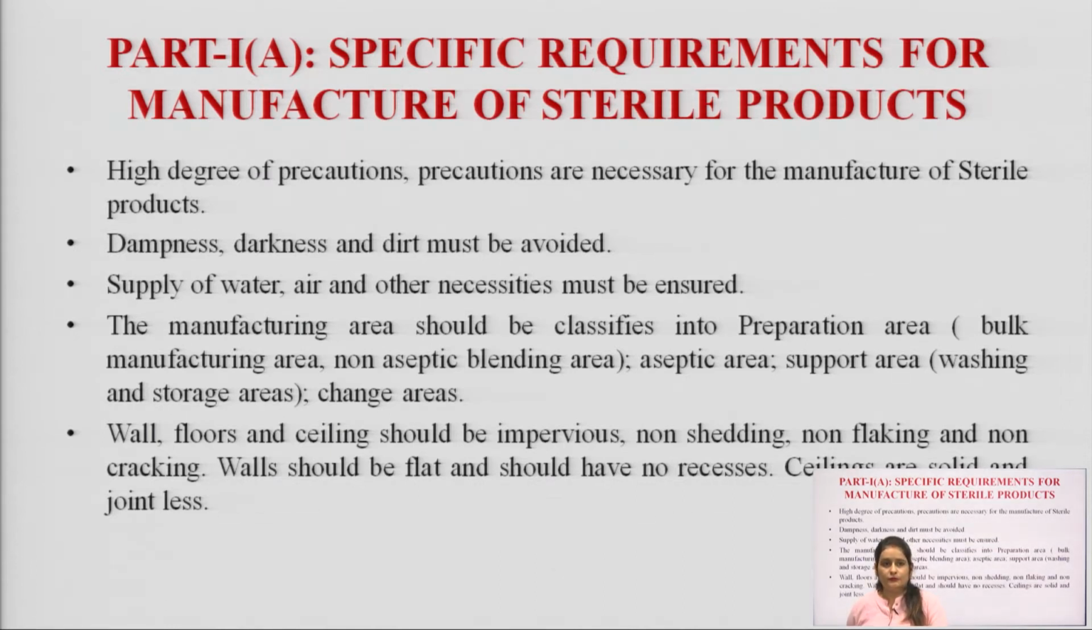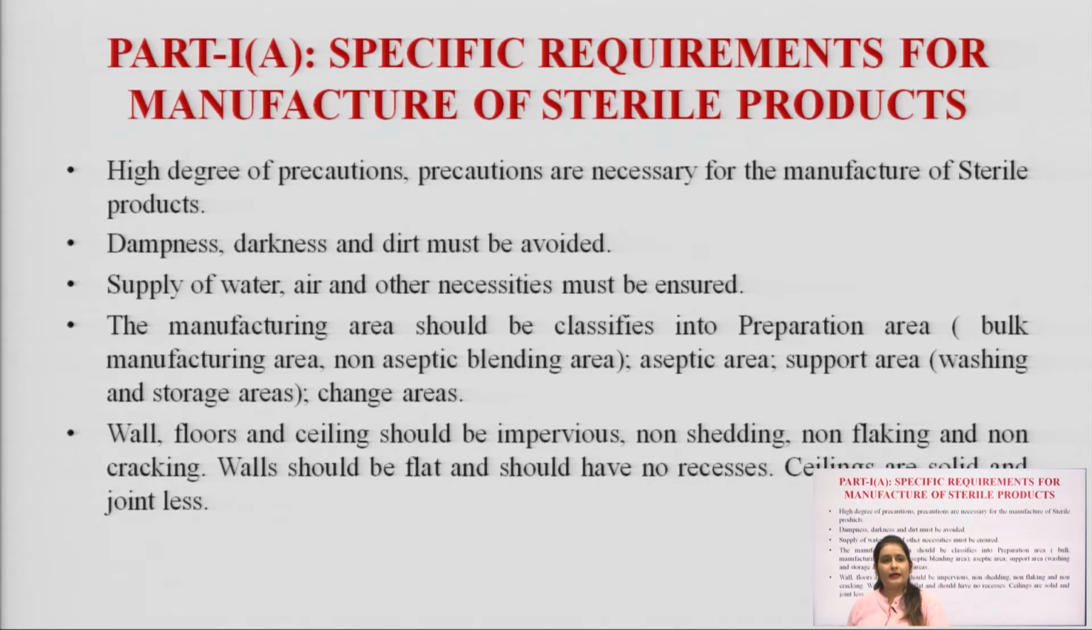Supply of water, air and other necessities must be ensured where the sterile products are going to be manufactured. Whatever quantity of water, air and other necessities is provided for manufacturing of sterile products, the water and air must be free from microorganisms, must be sterile or purified, and must be clean air which is to be used while running the preparation of sterile product.